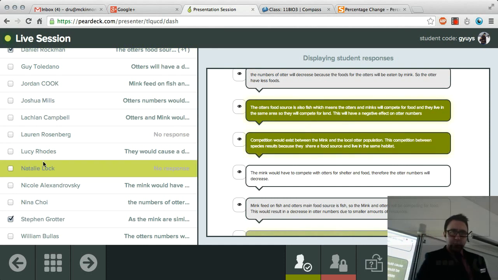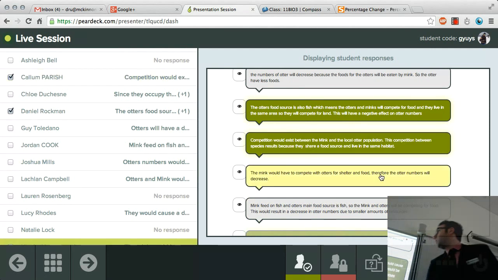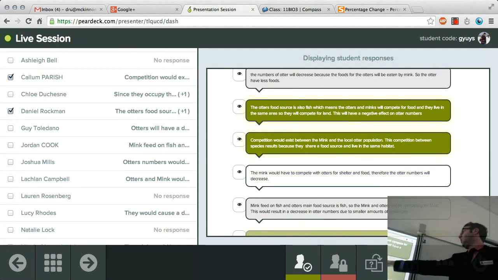Right. Who's this? Callum. You said competition would exist between the mink and local otter population. This competition results because they share a food source and live in the same habitat. Where are you, Callum? There you are. That would only net you 1 mark because you've missed out what would happen to the otter population. You've not stated that. So be careful. You've got the right idea, but just be very careful in what the question's asking for you. And that goes for everyone.